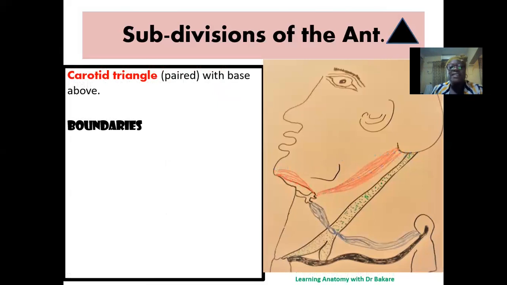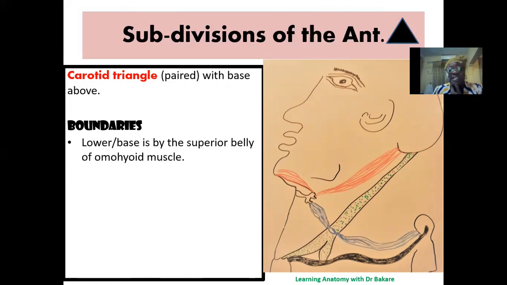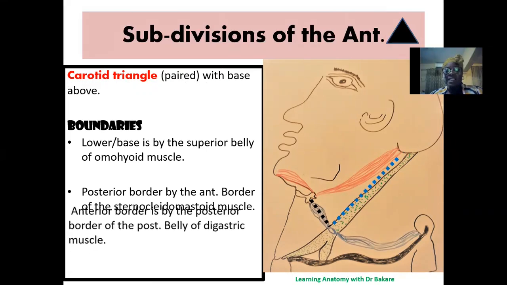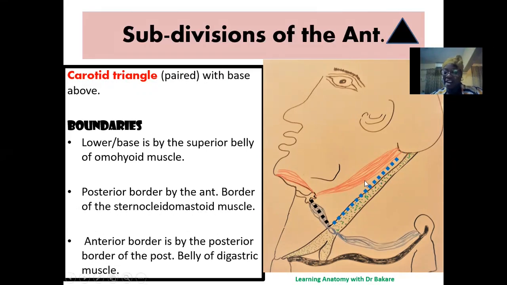The next triangle is the carotid triangle. The carotid triangle is also paired, which means we have one on the right and one on the left. The boundaries: the upper border of this triangle is formed by the superior belly of the omohyoid. This is the superior belly of the omohyoid, and this forms the base or the lower border of the carotid triangle. Then we have the posterior border. The posterior border of this triangle will be formed by the anterior border of the sternocleidomastoid muscle. Then we have the anterior border of the carotid triangle formed by the posterior border of the posterior belly of the digastric muscle. So this is the anterior border of the triangle, and it is formed by the posterior border of the posterior belly of the digastric.